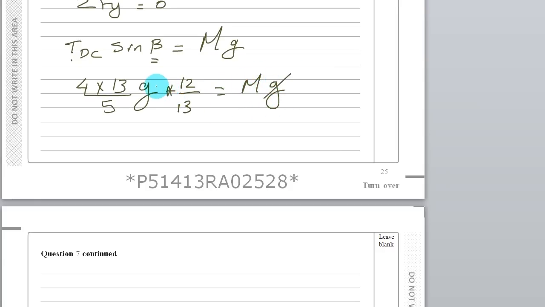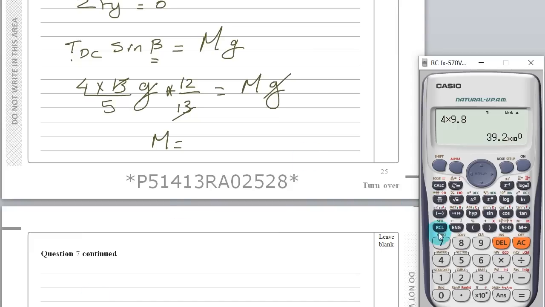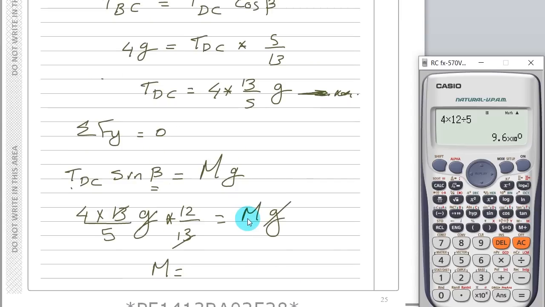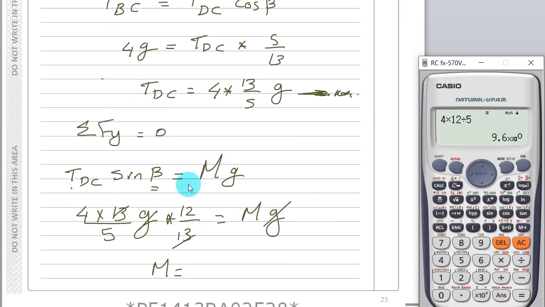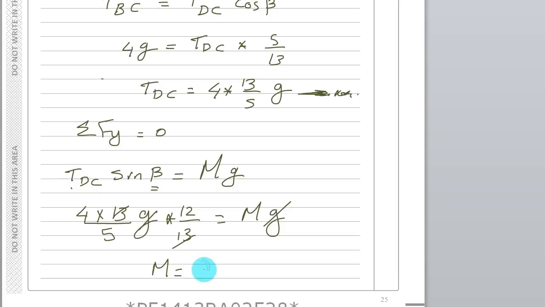This g will cancel with this g, and this 13 will cancel with this 13. So the mass m is equal to 4 multiplied by 12 divided by 5. So it will equal 9.6. So 9.6 kilograms.